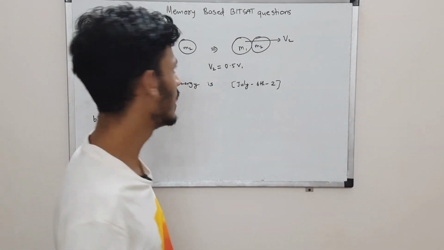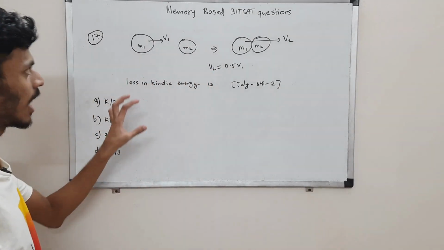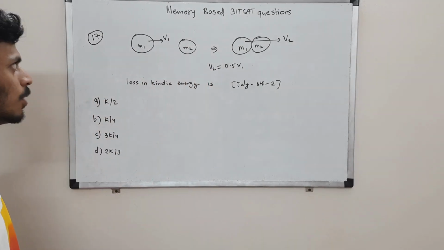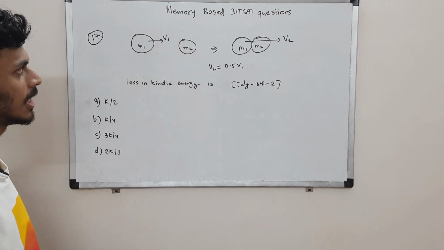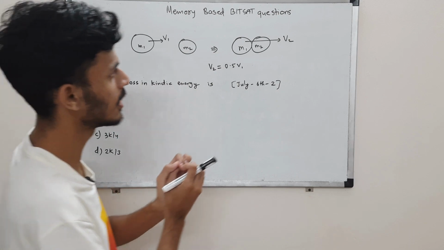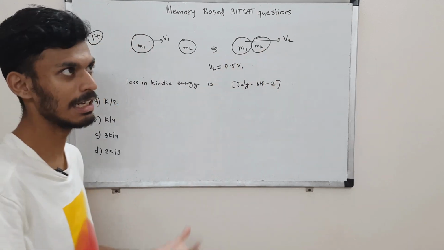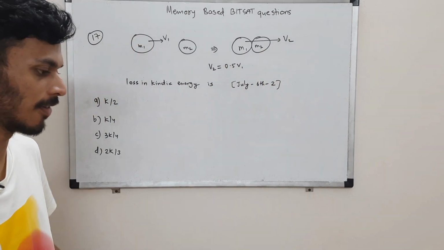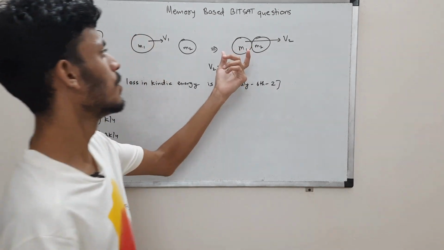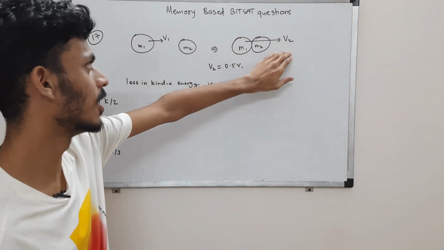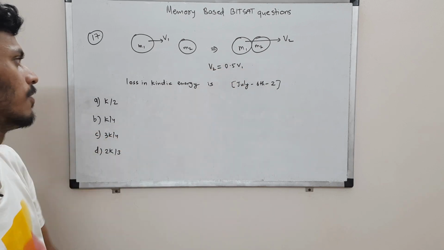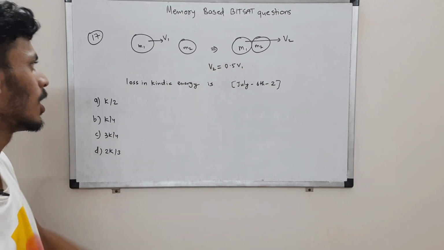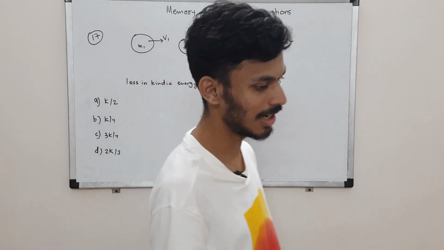Question 17 and 18 over here. In question 17, we have two masses m1 and m2. m1 is initially moving with a speed v1. m2 is initially at rest. After collision, they start to move together, a completely inelastic collision. So both of them move with velocity v2. v2 is such that it is half of v1, or 0.5 v1. You are supposed to tell what is the loss in the kinetic energy.